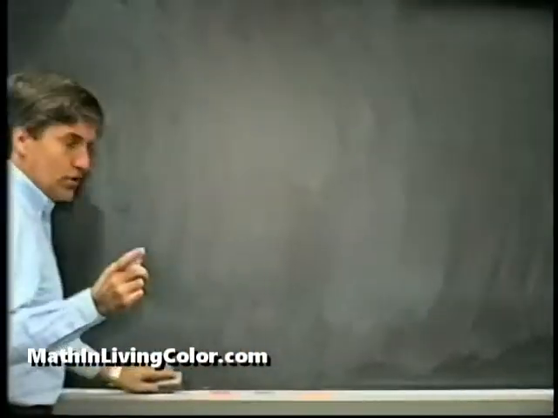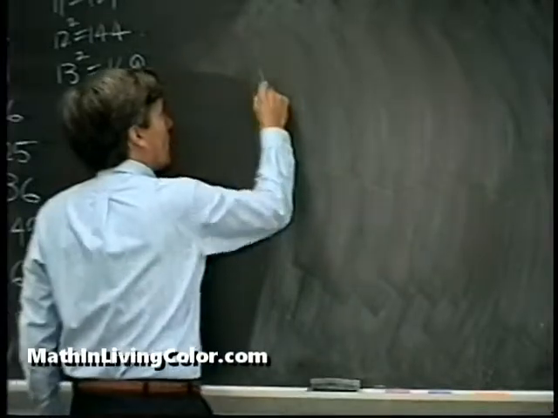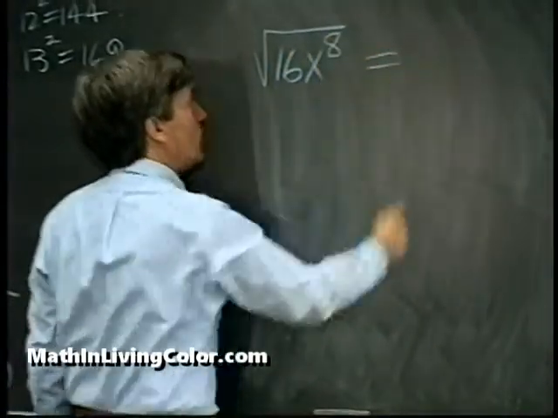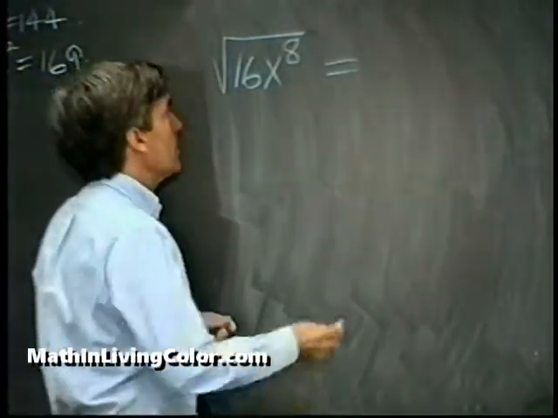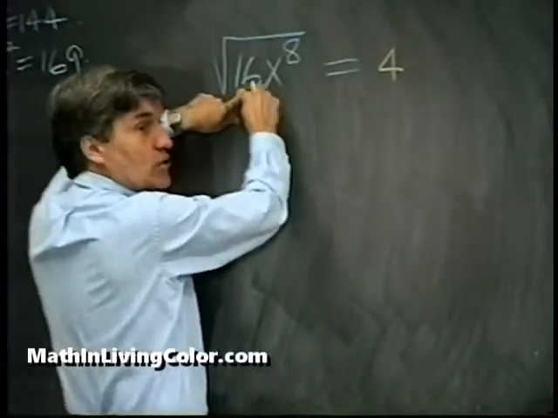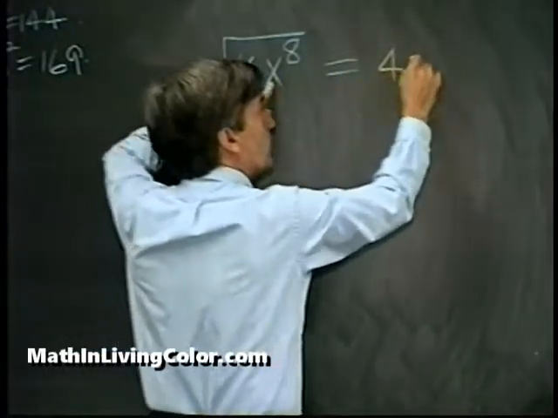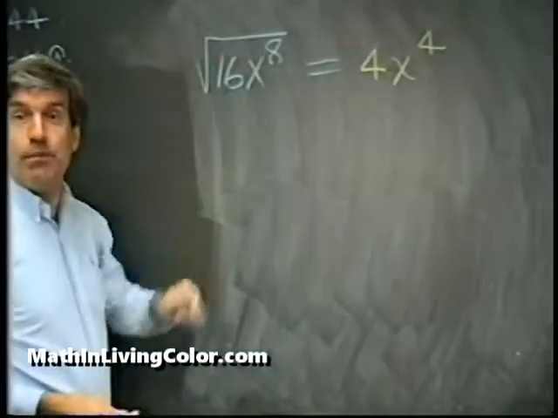So I need to do 2 or 3 more examples for you. What about the square root of 16x to the 8th? What would be the square root of 16x to the 8th? 4. All right, so take the square root of 16, which is 4, and then the square root of x to the 8th would be x to the 4th because you divide the exponent by 2.